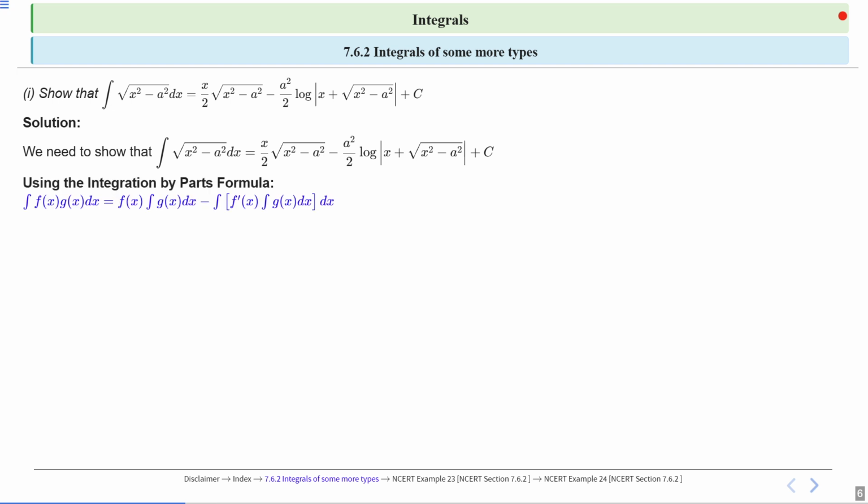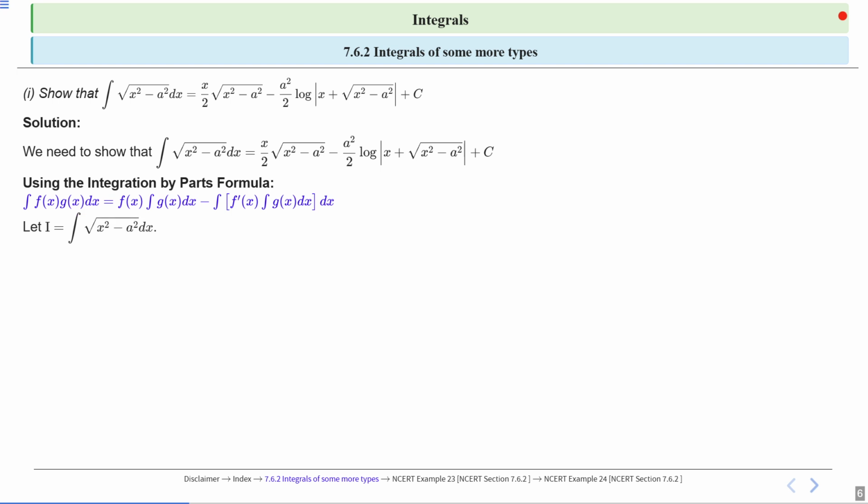So using the integration by parts formula. What is the formula of by parts? Whenever we integrate the product of two functions, here the functions are f(x) and g(x), the formula is: integration of f(x) into g(x) dx equals f(x) into integration of g(x) dx minus integration of the differentiation of f(x) into integration of g(x) dx. So at first we have to recognize which function we should take as f(x) and g(x).